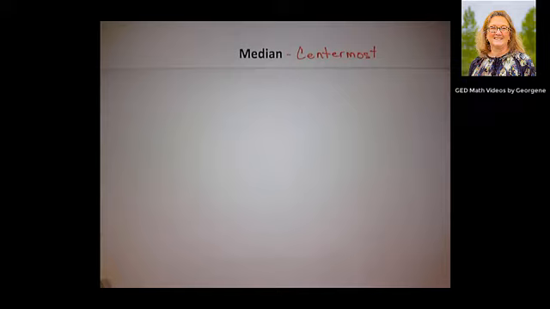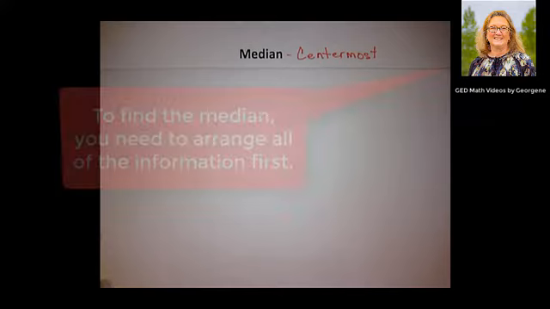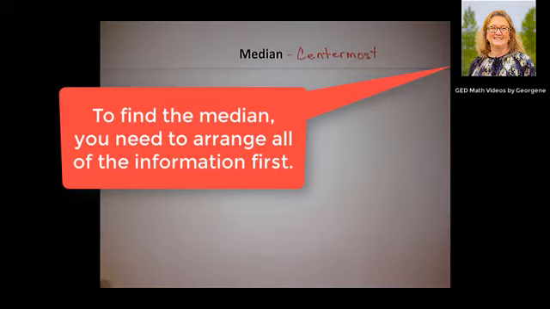When you think of median, always think of a median strip. And the thing about it, you can't find the middle. They can't find the median of a road until the road is built. And so that's the one thing to keep in mind when we're working with median, is that we need to arrange all of the information in order. And so let's take a look and see how we do that.